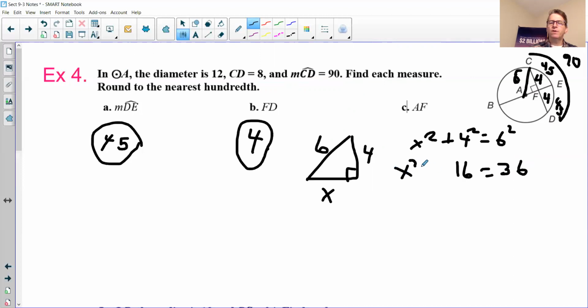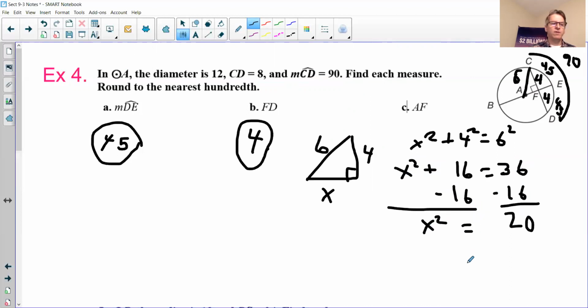And now we've got x squared plus 16 is 36. And by subtracting 16 from both sides, you'd get 20. And that'd be x squared is equal to 20. All right, so if I'm going to simplify that, I have x is equal to the square root of 20, positive square root of 20.